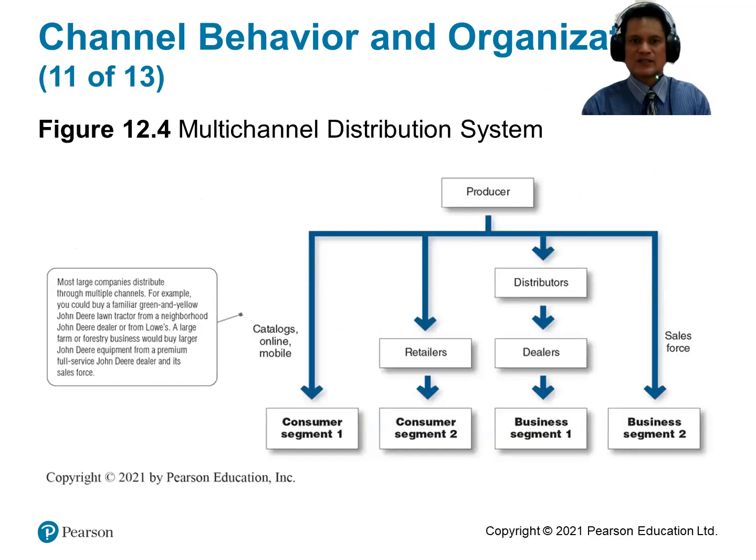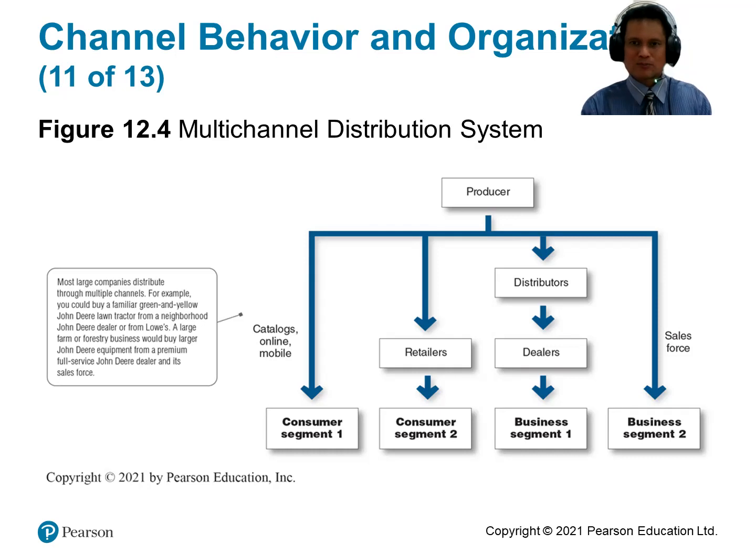Now, this is a figure of the multi-marketing channel of distribution, where from the producer, you can use different types of channel of distribution, or you can directly link between you and your consumer. You will see in segment one, two, business one and business two, you can use any channel, any intermediaries that you find is best for you to be able to deliver the maximum value for your consumers.